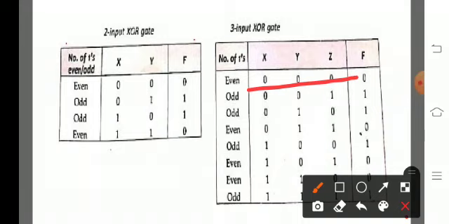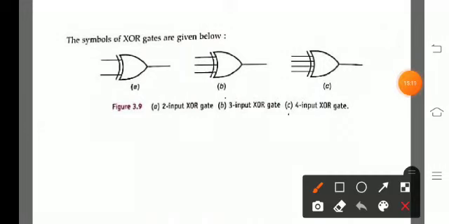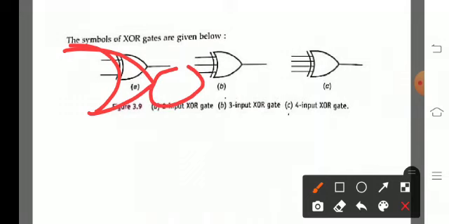Okay, so the symbol for the XOR gate is, listen carefully, this is the OR symbol, this is the NOR symbol, you add one more curve, this is the XOR symbol.